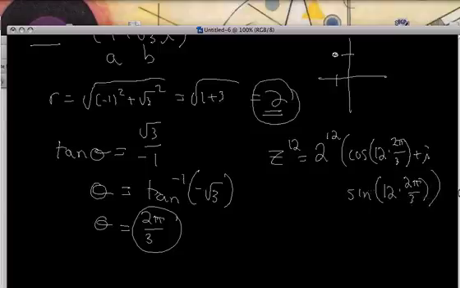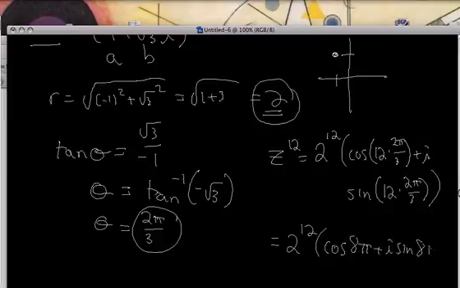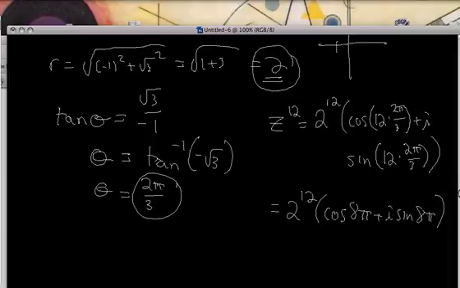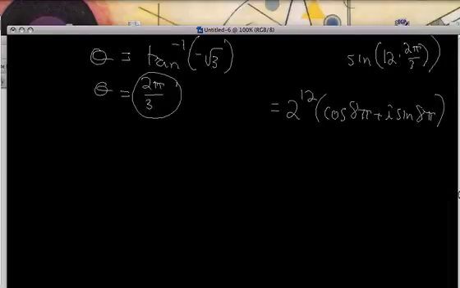Okay, 12 times 2 pi over 3 is 24 pi over 3, or 8 pi. 2 to the 12th, you know what? I'm just going to leave that as 2 to the 12th, because it's just going to get messy, that's a huge number. So 2 to the 12th times cosine of 8 pi plus i sine of 8 pi. That's the number z to the 12th in trigonometric form.